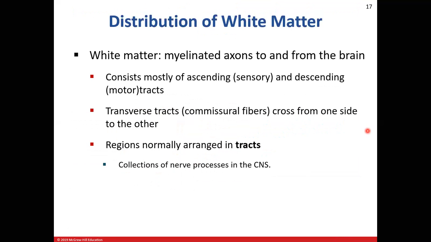And we also have to look at the distribution of white matter. I think we all understand at this point that white matter are myelinated fibers. So that's what these are, myelinated axons that go to and from the brain. Most of our white matter are going to be tracts, and they're going to be ascending or descending tracts, which means sensory or motor. We also include some transverse tracts, which are commissural fibers, and these are going to cross from one side to the other. And again, you'll see that term here, tracts again, collections of nerve processes found in the CNS.